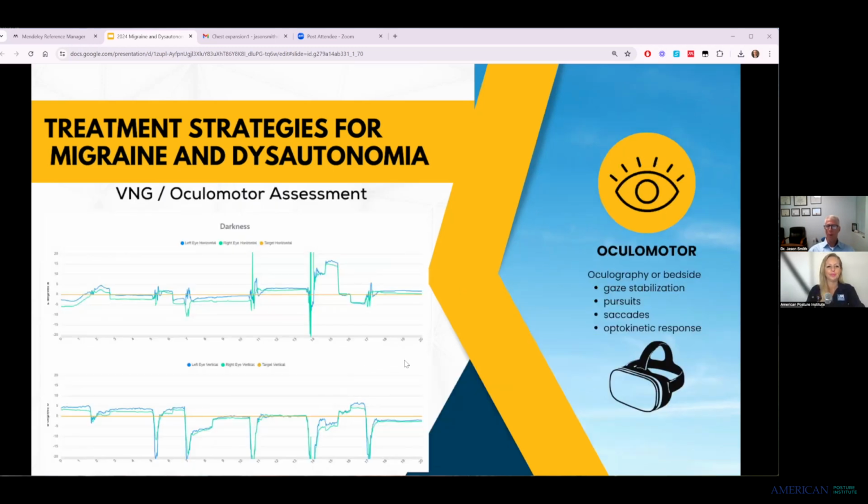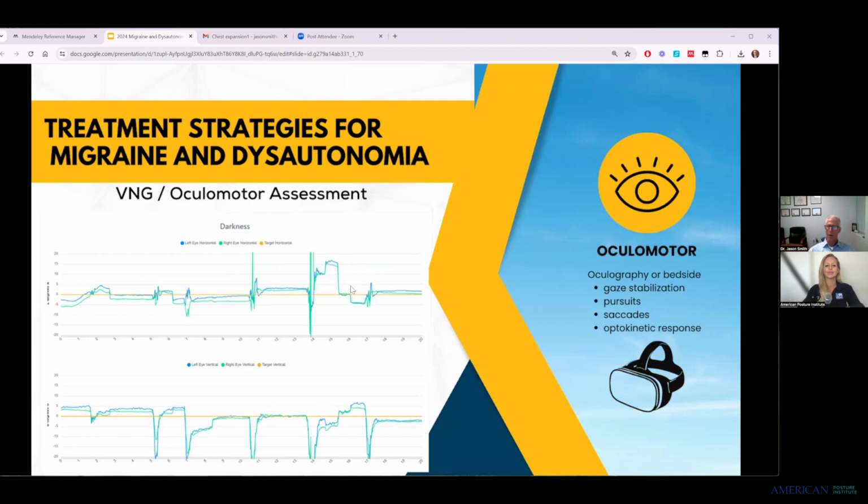I think it's really important to do a VNG or some type of bedside ocular motor assessment. This is just a patient that I did recently who was in the dark and his eyes were just, I think he's around a 12-year-old kid, and his eyes were just moving all over the place. And his mom's wondering why he can't focus. Well, his eyes are moving even though his head's not.